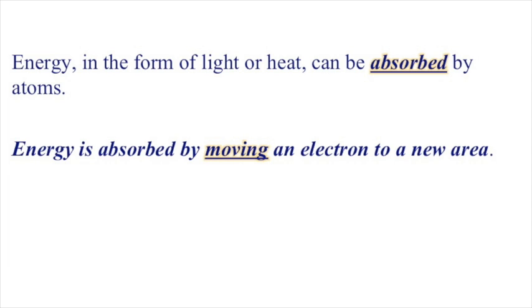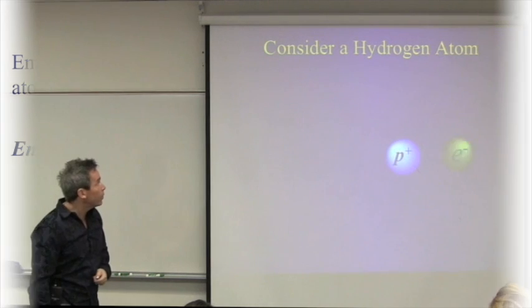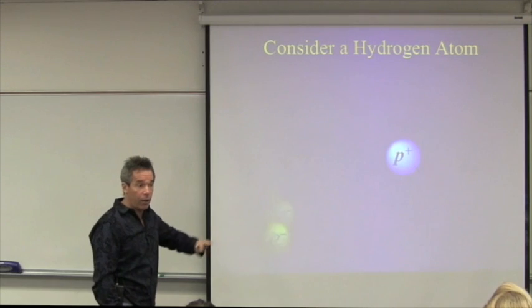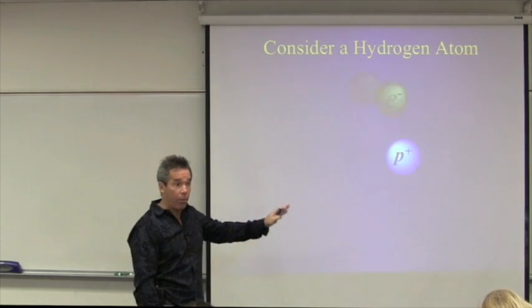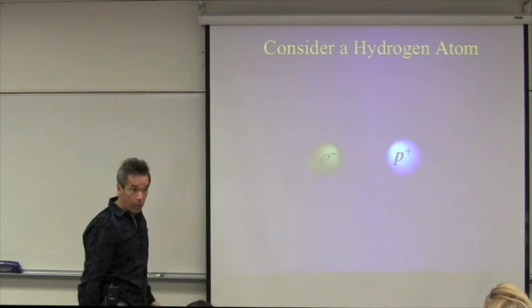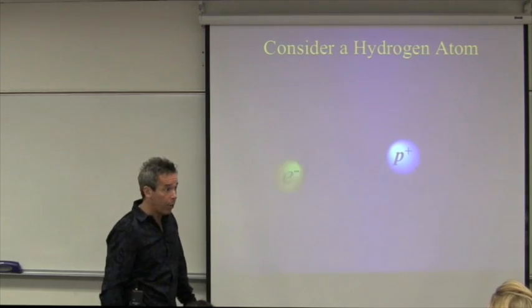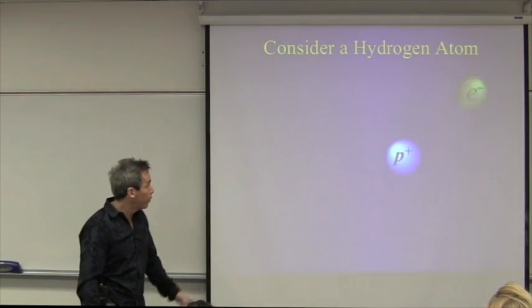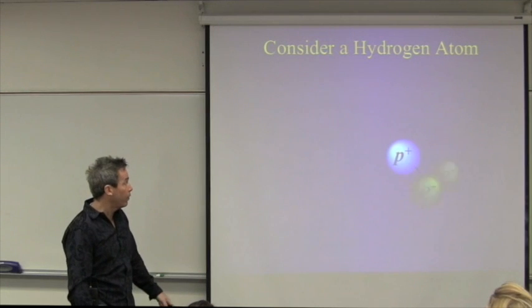Energy is absorbed by moving an electron to a new area. So how does that work? Let's consider a simple atom. Let's consider the simplest atom, which is hydrogen. How do I know that's hydrogen? Because there's one proton, right? So if it had 2 protons, what would it be? Helium. So 1 proton, 1 electron, that's our hydrogen.